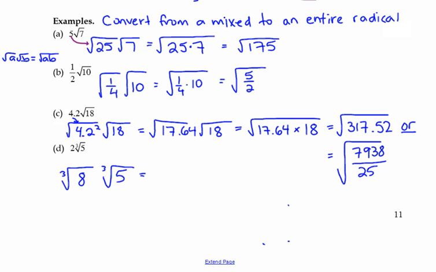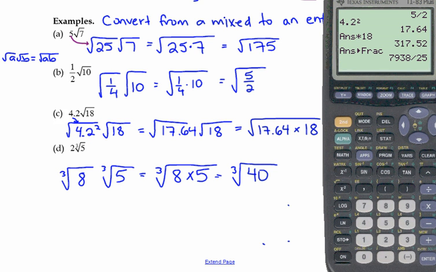Okay, do you think the same rules apply? Yeah, it does, as long as the index is the same. As long as they have the same index. So we can put this under 1 radical. What is 8 times 5? You should know that one. 40. Root 40. Now, how can I check my answer?